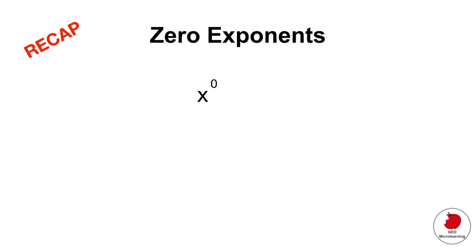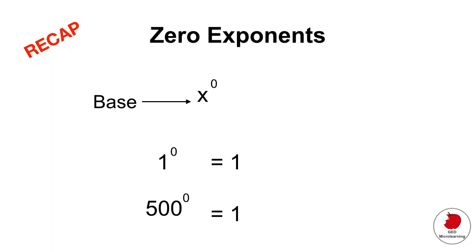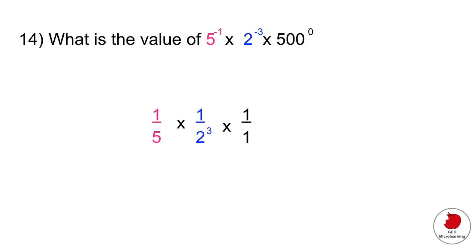So whenever you have an exponent which is a 0, where the base is raised to a power of 0, whether that's 1 raised to the 0 or another number, this is always going to equal 1. Okay, so 1 raised to 0 is 1. 500 raised to the power of 0 is also 1. And this is just a rule that you have to remember. Whenever you see a 0 exponent, just remember that is equal to 1. So now that's pretty simple.